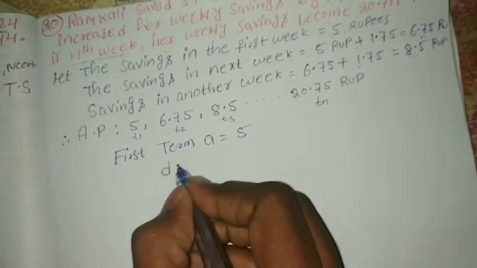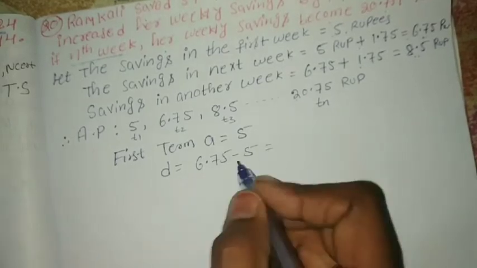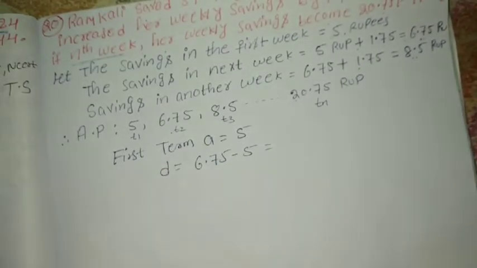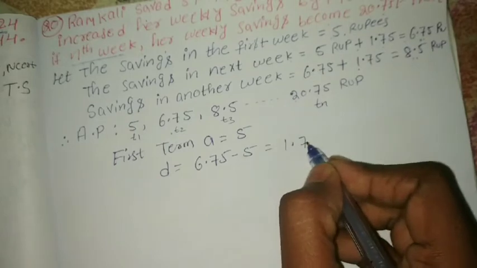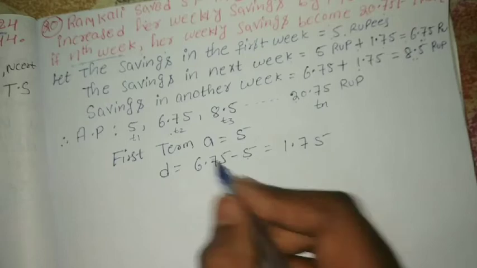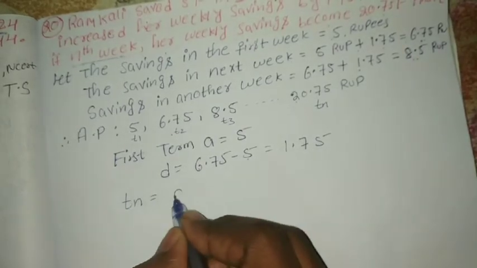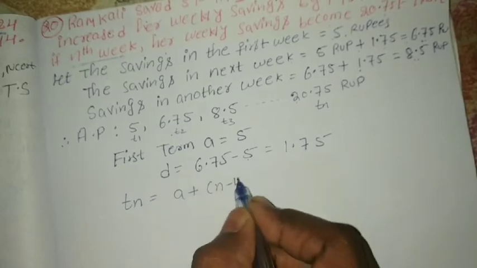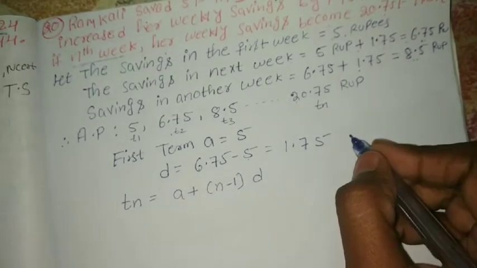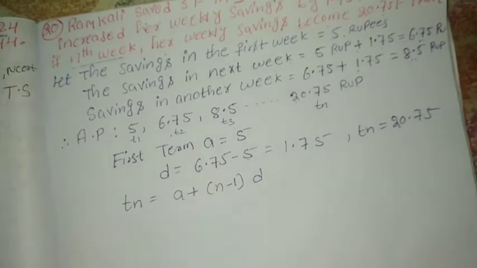And what is the common difference here? 6.75 minus 5. Do you know how to do this? Common difference is T2 minus T1. 6.75 minus 5, what is this? 1.75. Okay, 6 minus 5 we get 1, and 75 as it is I wrote here. Understand? What is the nth term here? A plus n minus 1 into D. Already we know Tn is equal to 20.75. So write down here.